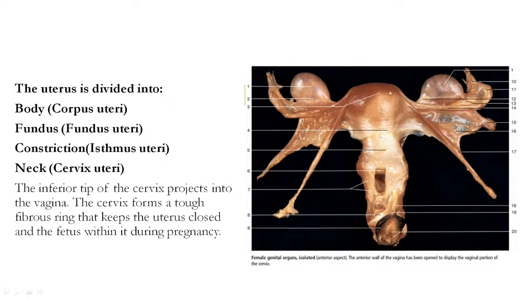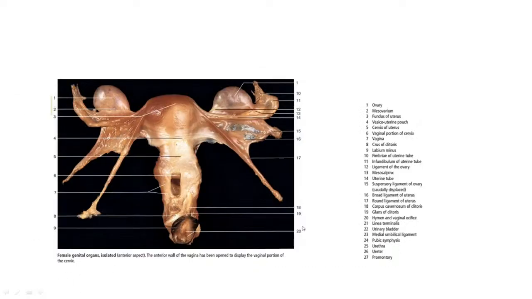You see uterus, vagina. You see fundus, vesicouterine pouch. This is cervix of uterus. This is vaginal portion of cervix and vagina. This is vagina and crus of clitoris, and you see hymen and vaginal orifice, and you see labium minus.